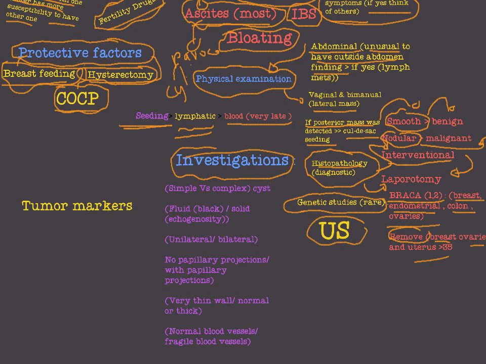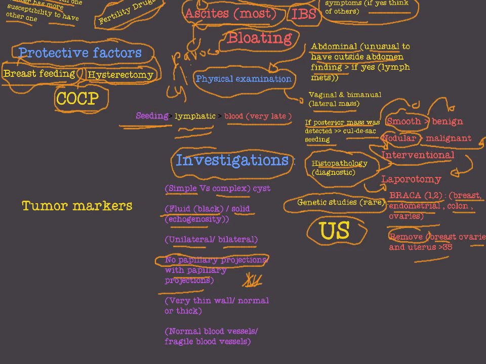Then ultrasound is to be done. In ultrasound, we can distinguish simple and complex or malignant cysts. How do we distinguish between these two? First of all, a simple cyst is seen as fluid in ultrasound, as a black material, but a complex cyst is seen as a solid material. We see echogenicity. A simple cyst is unilateral in most cases, but a complex cyst is bilateral in most cases. There are no papillary projections in a simple cyst, but in a complex cyst we have papillary projections. We see papillae on the ultrasound.